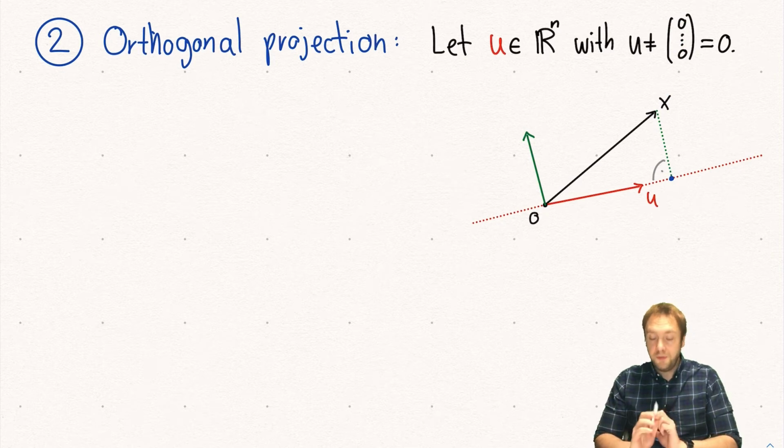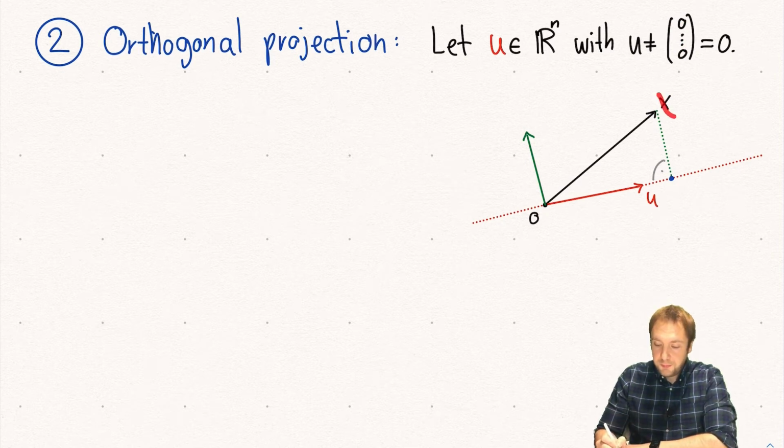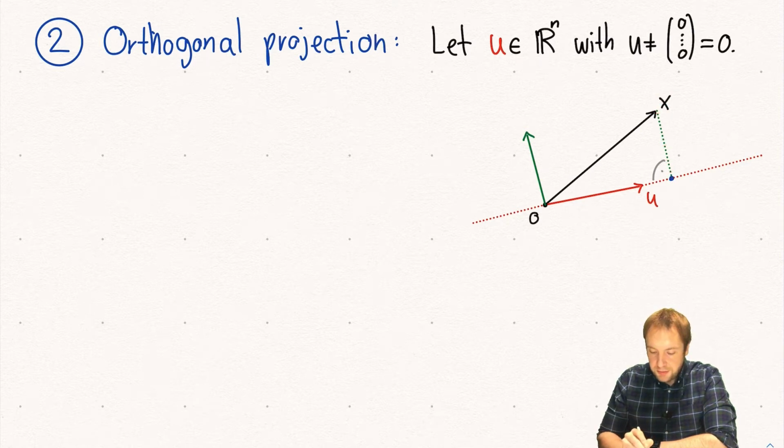Anyway, what we want to define is, if I start with some vector x, then I want to project this vector x to the line spanned by this vector u.